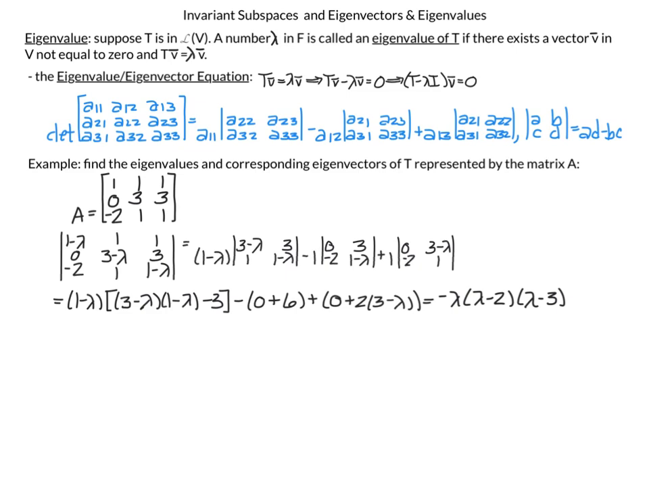I feel like the worst part of this process is actually doing the algebra, but it algebraically simplifies to minus lambda, lambda minus 2, and lambda minus 3.